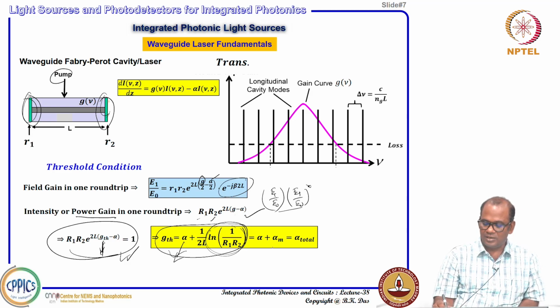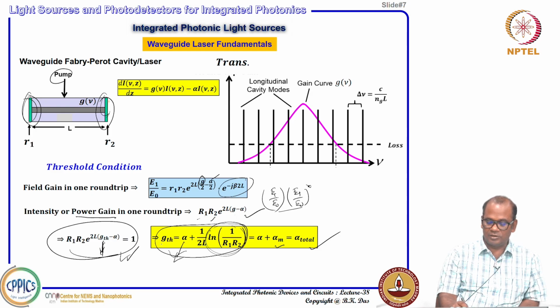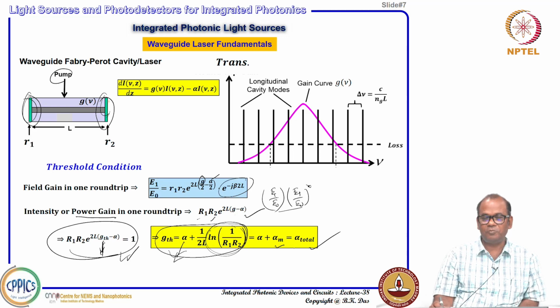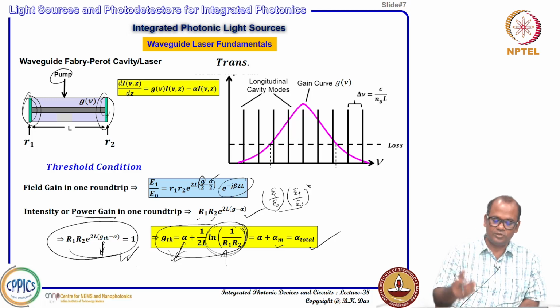So, we write it as alpha mirror loss, the distributed mirror loss. That means, instead of a lumped loss, we are considering how much loss coefficient there is per unit length. So, this is the actual alpha total. That means the gain coefficient G threshold must be exactly equal to the total loss coefficient. One contribution comes from the waveguide loss coefficient, and another from the mirror loss coefficient. Then you can say that in one round trip you are not losing anything, you are just sustaining your field amplitude.